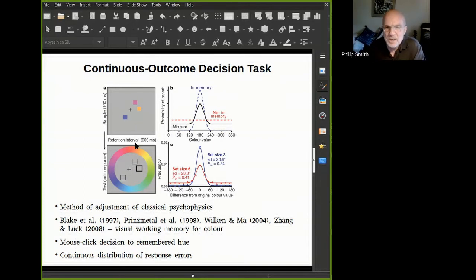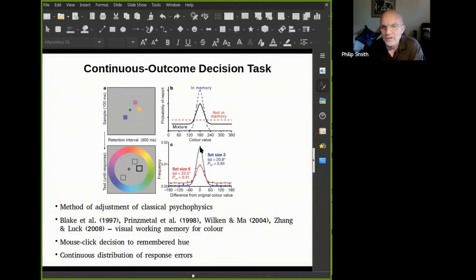At the end of the retention interval, you probe a particular location and say, tell me about the colour of the patch at this location. And the person's task is to make some sort of manual movement, or sometimes an eye movement, to the corresponding point on the surrounding colour wheel, which matches the colour of their memory of the stimulus.